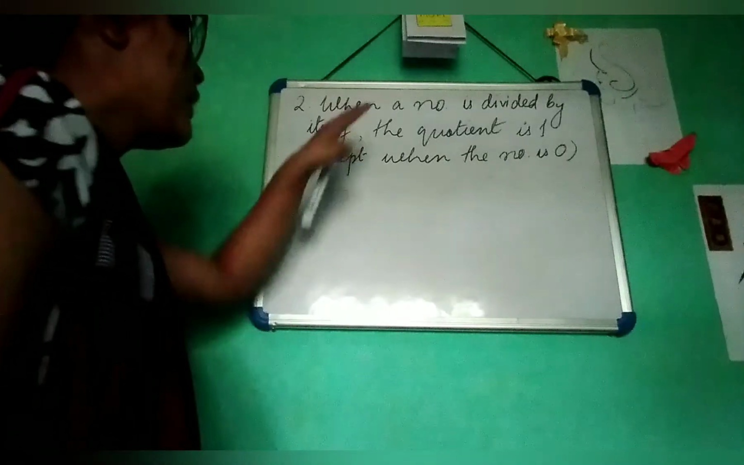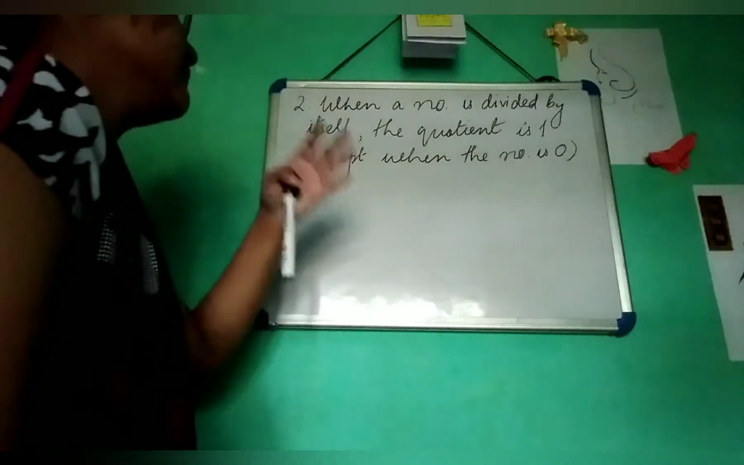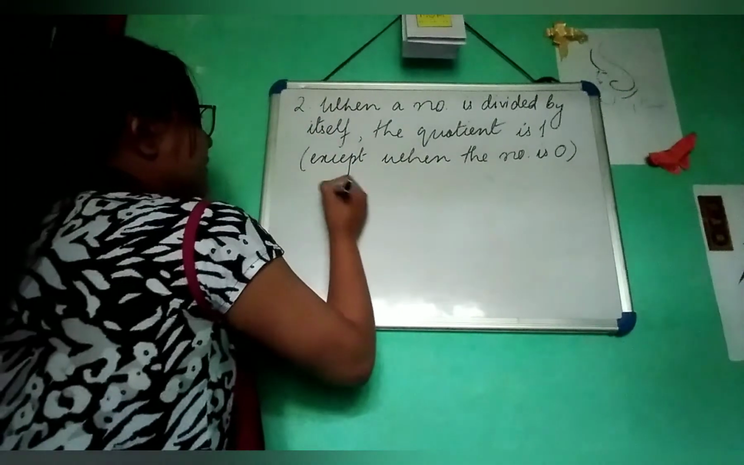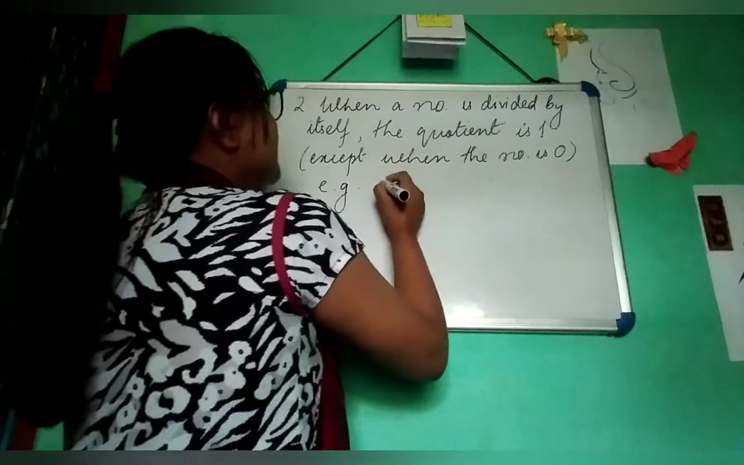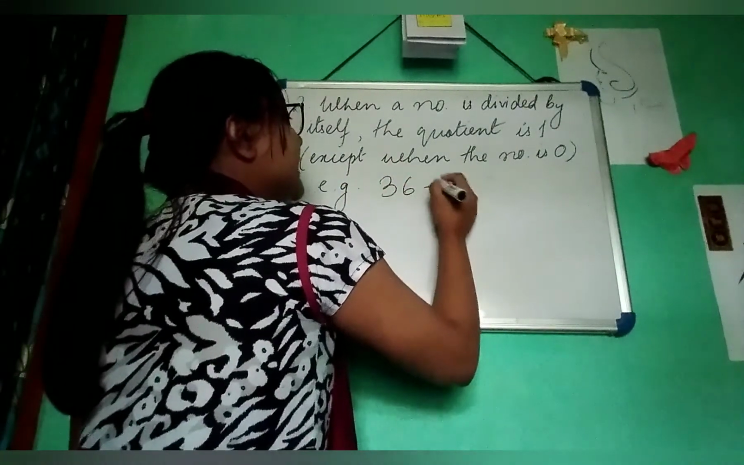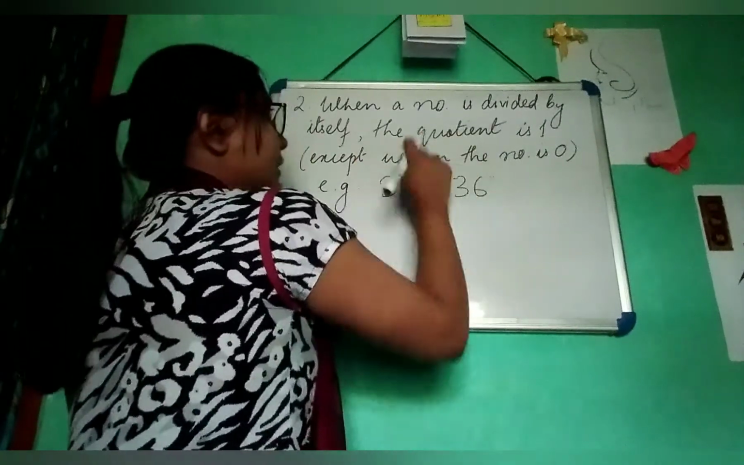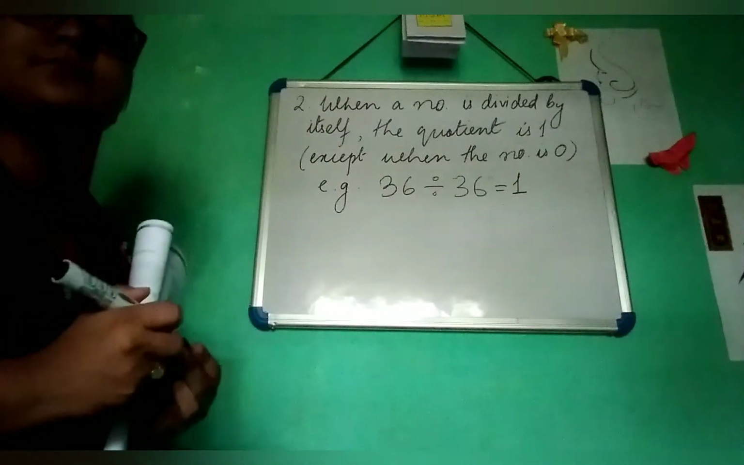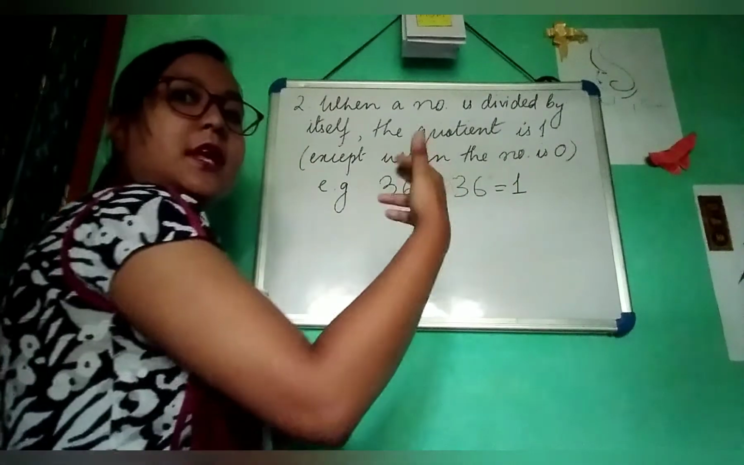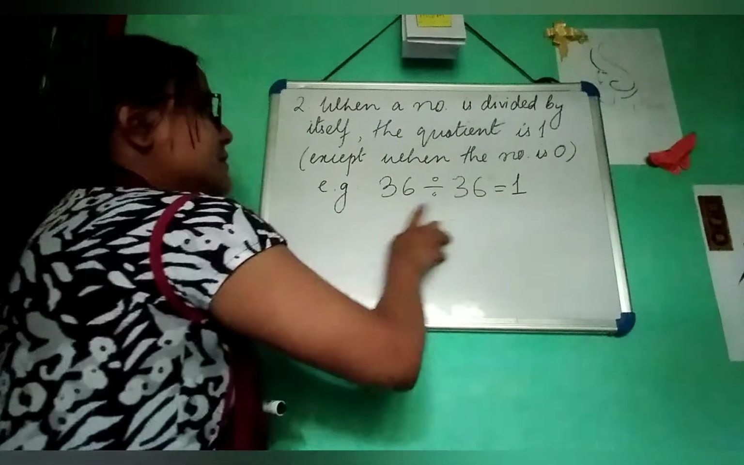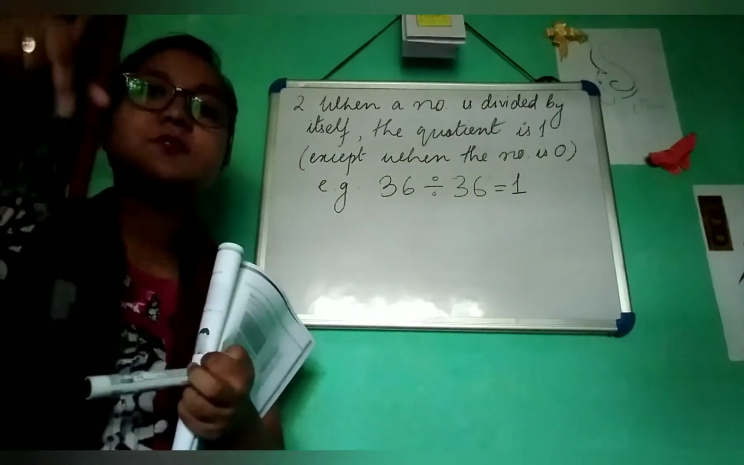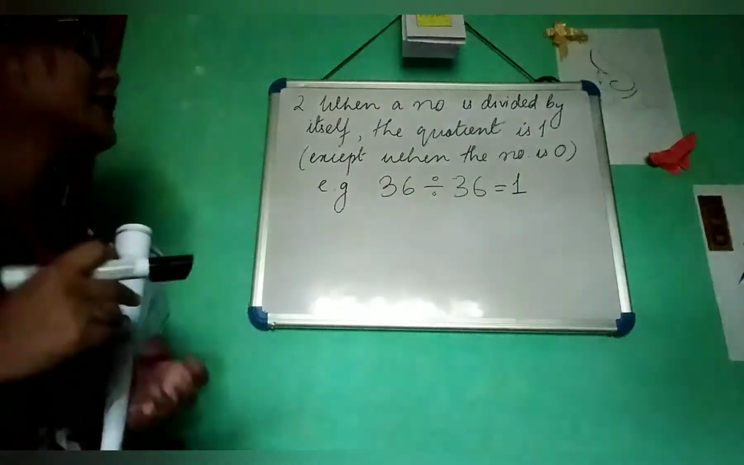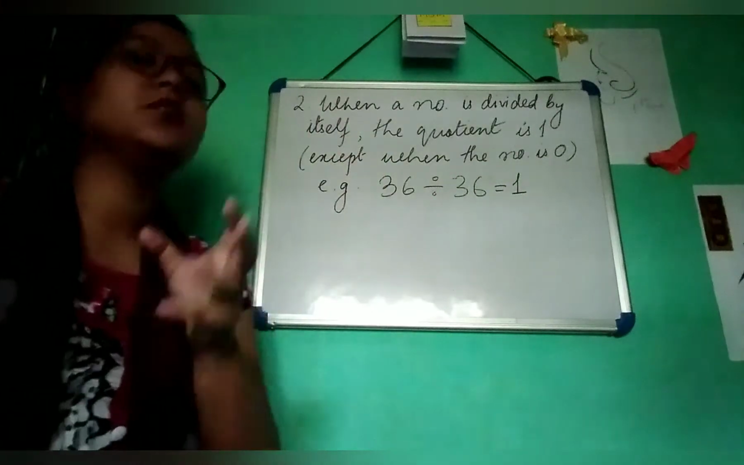Second property: when a number is divided by itself, the quotient is 1. For example, when 36 is divided by 36, the answer will be 1. Why so? As we know, oppositely, if we multiply 1 into 36, it is 36, so that way also you can find. So see, 36 divided by 36 is 1. Why? I'm giving you a practical example.